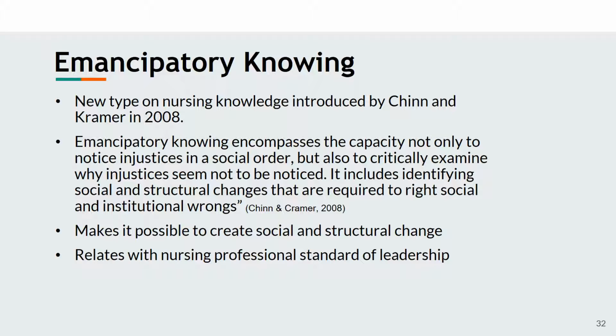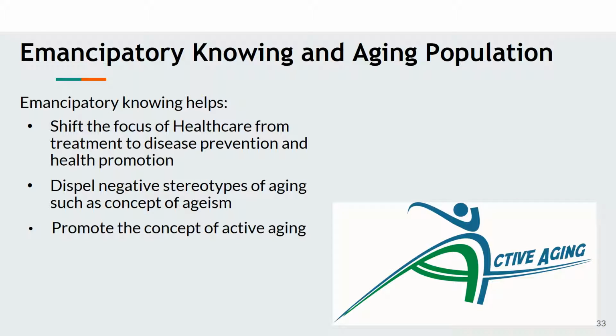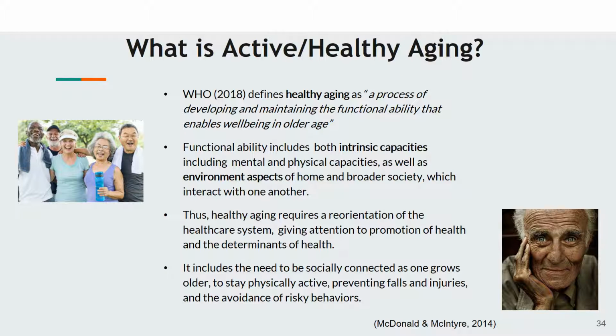This makes it possible to create social and structural change, and it also relates to nursing professional standards of leadership. Emancipatory knowing helps shift the focus of healthcare from treatment to disease prevention and health promotion. It helps dispel negative stereotypes of aging, such as ageism, and it promotes the concept of active aging. So, what is active aging?